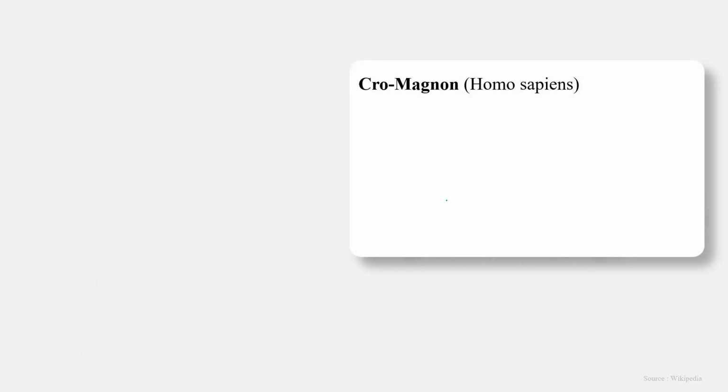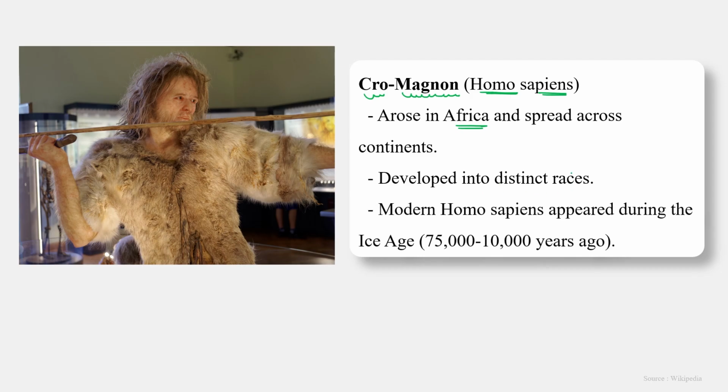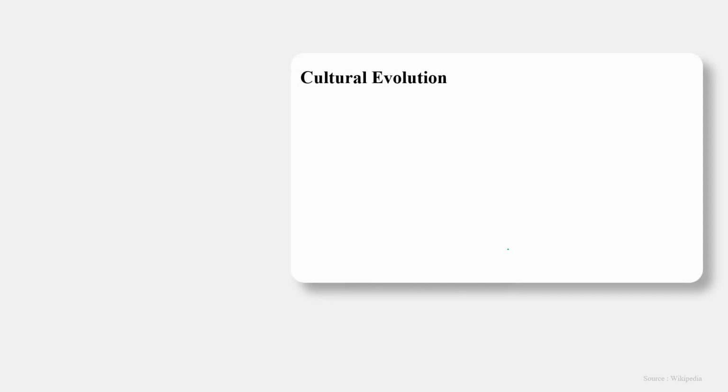After that, the modern man, the most recently developed man, or we can use the term Cro-Magnon for the Homo sapiens. This is the most modern one. They arose in Africa and spread across the continents. They developed into different kinds of races according to the environmental conditions, and modern Homo sapiens appeared during the Ice Age, meaning 75,000 to 10,000 years ago. Now let's discuss cultural evolution.